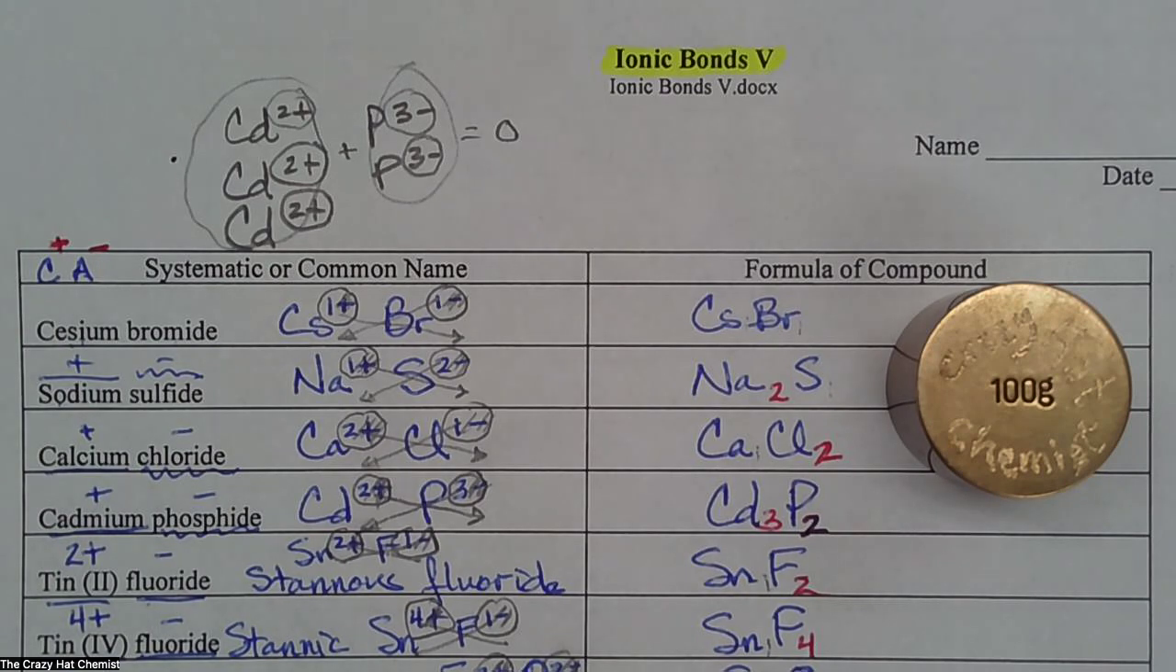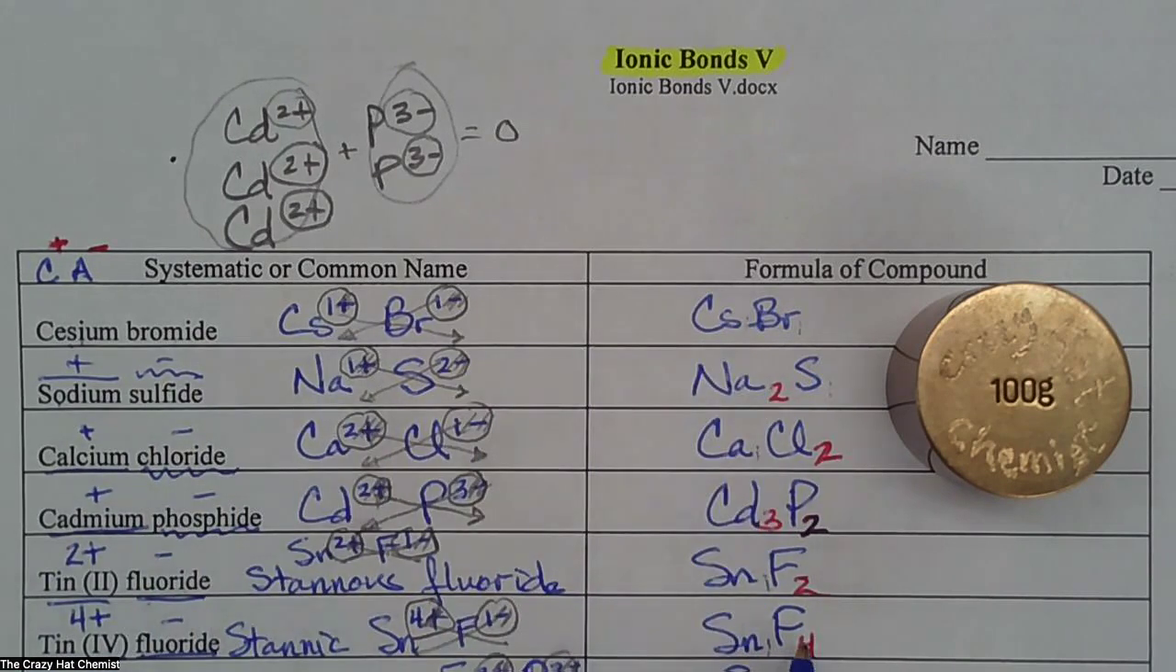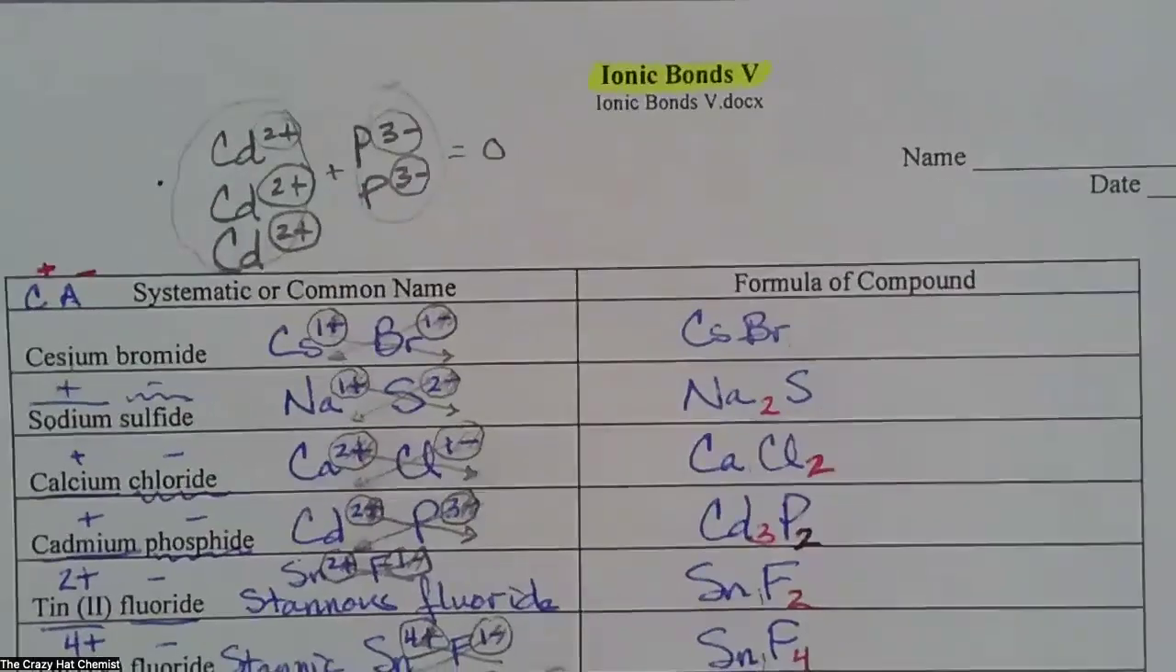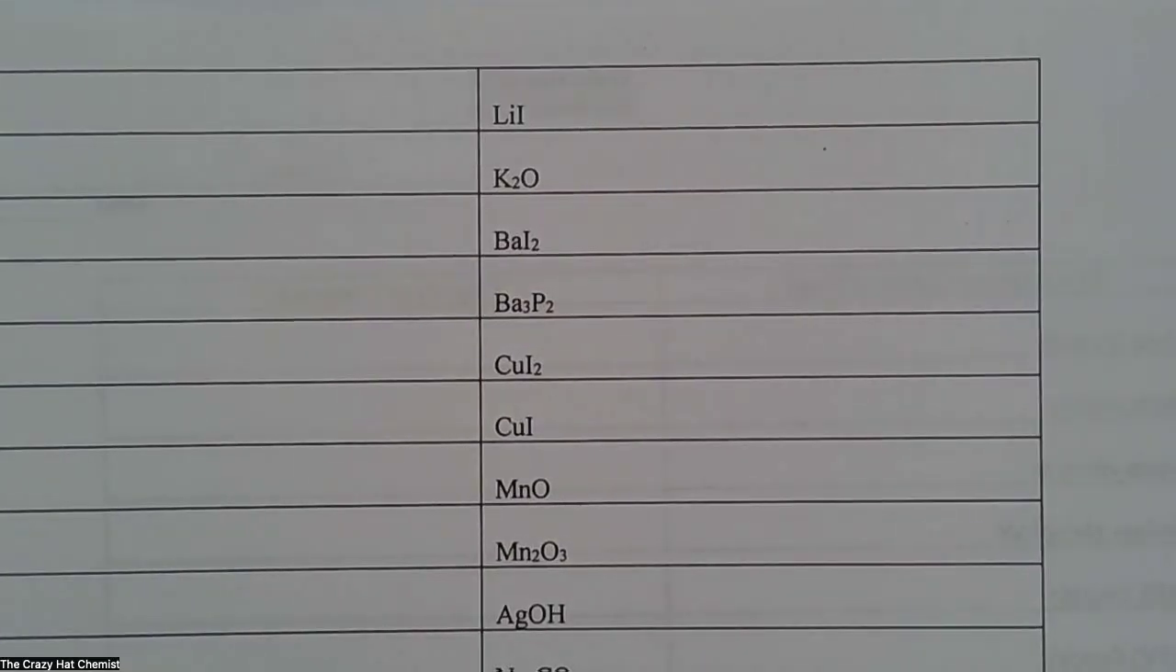So again, this is the Crazy Hat Chemist, and this is the second video of two on ionic bonds worksheet number 5. I've done the front side already, gone from the name to the formula with all of these. There's a bunch on here. Now I'm going to flip this over and we're going to do the back side.